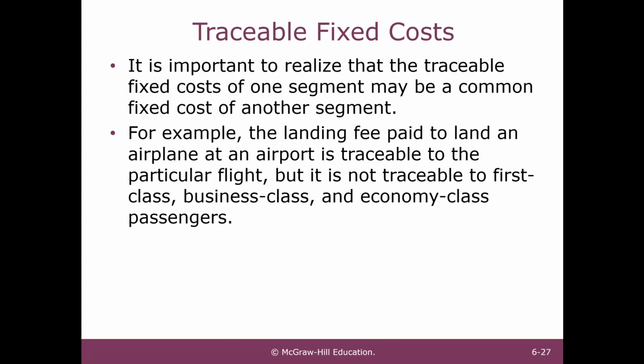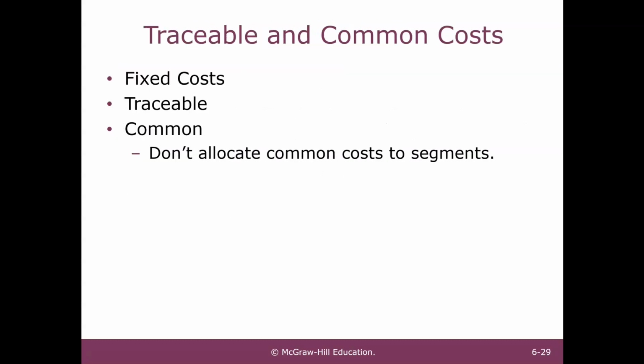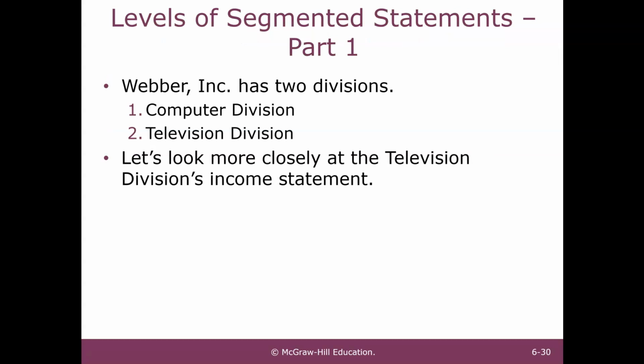We need to make sure that we really look at what the traceable and common costs are, because some traceable fixed costs in one segment could be a common fixed cost in another. Take a look at the landing fee paid to land an airplane. That landing fee that they have to pay is traceable to that flight, but it's not traceable to the different sections of the airplane: first class, business class, economy class. Common costs you do not allocate to the segments.